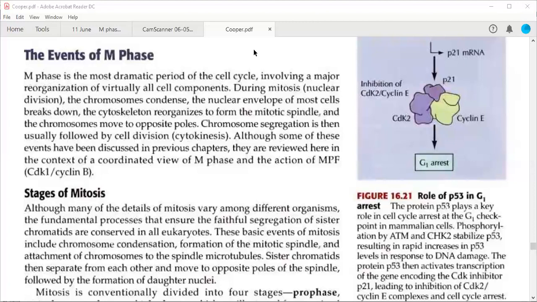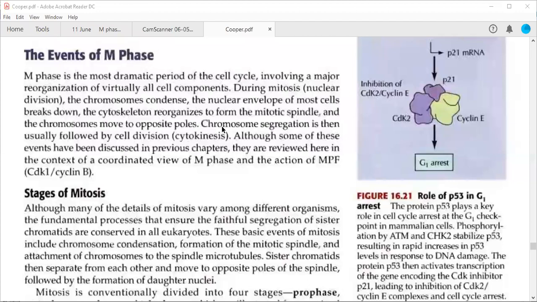Before we start, I would like to know whether my voice is clear and you are able to see this particular screen, which is showing events of M-phase and stages of mitosis. Anyone, please tell me if my voice is clear and you are able to see the screen. Okay, thank you, Krishna and Ankita. Fine, everything is fine, and we can start the class now.